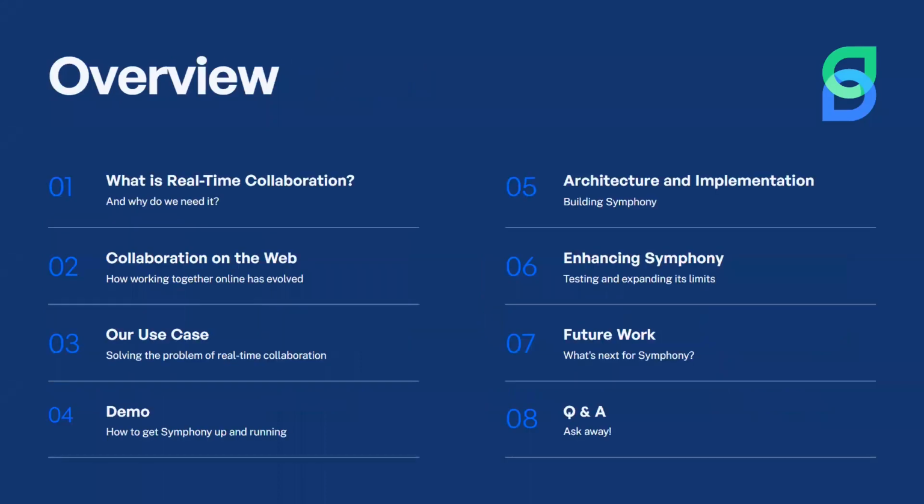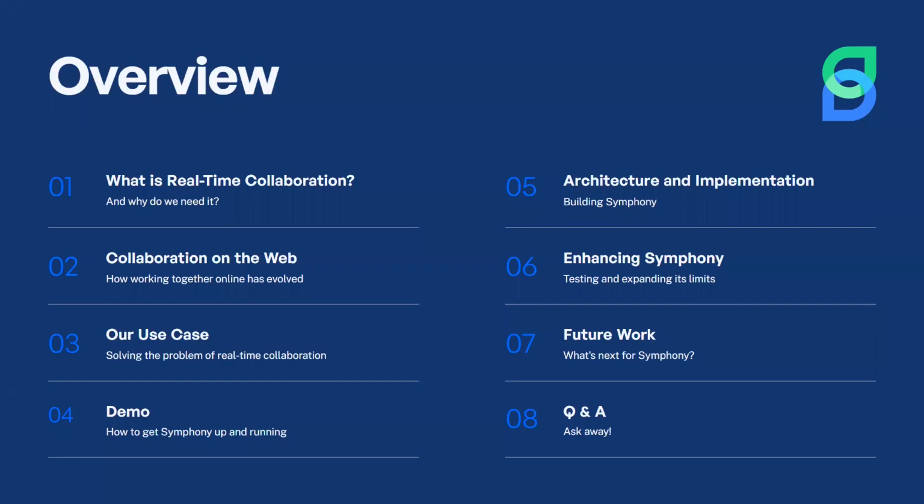We'll start off by talking about what it means to collaborate in real time. Next, we'll take a look at collaboration on the web and how it has evolved over time. After that, we'll introduce Symphony in more detail and explain how it solves the problem of adding real-time collaboration functionality to an existing web application. Once we've explained what Symphony is, we'll perform a brief demo that shows how Symphony can be dropped into an existing web application, transforming a single-player experience into a collaborative one.